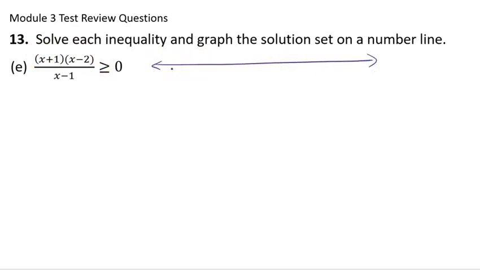What goes on the number line? Well, any 0 from the top or the bottom. Like if I set x plus 1 equal to 0, that gives me x is equal to negative 1. I need to include it.